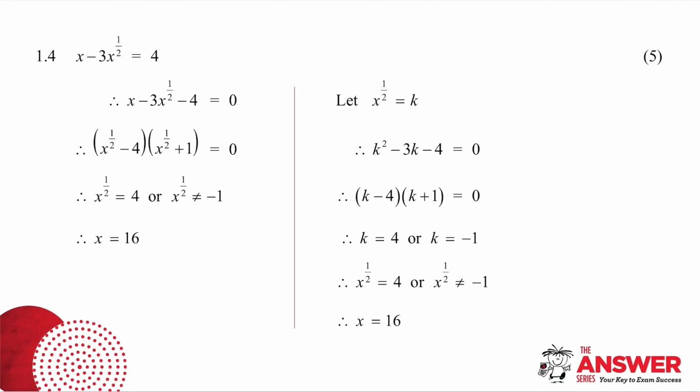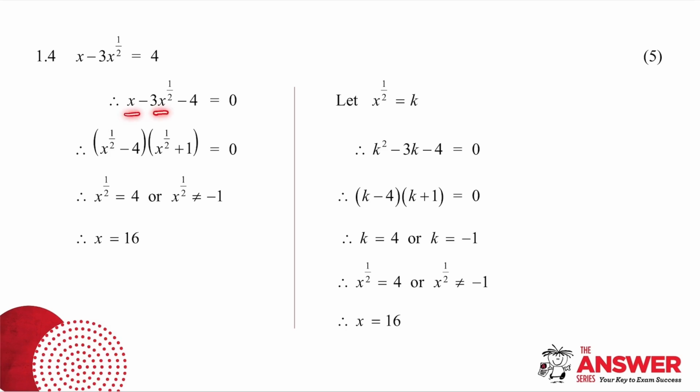Question number 1.4. We're going to look at it in 2 ways. The first way is to take the 4 across to the other side and set up a quadratic. If you are able to factorize this, perfect. If not, then we're going to look at another way of doing it.